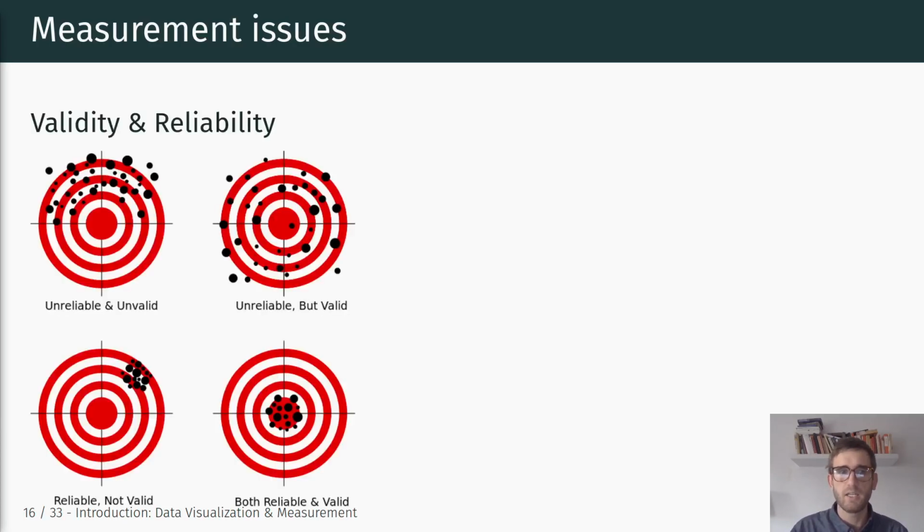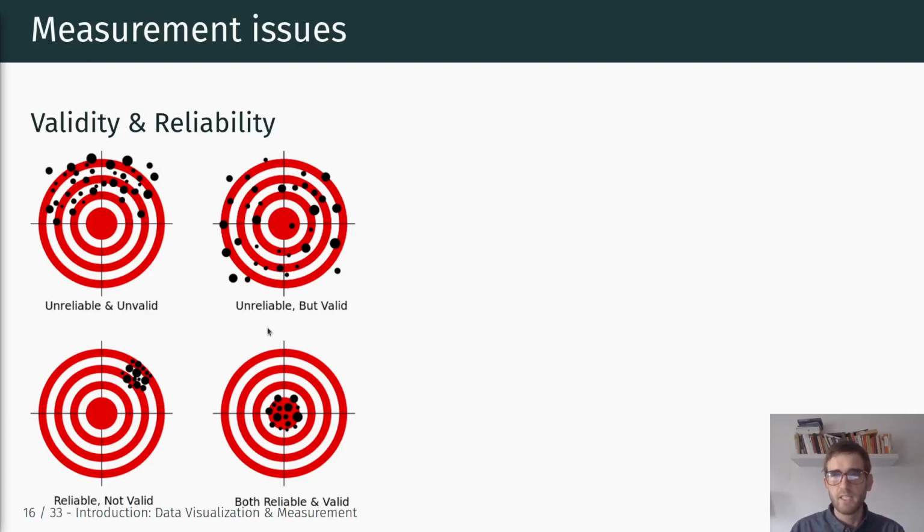Okay, the first broad category of issues related to measurements is validity and reliability. What we mean by validity and reliability is that a measure is valid to the degree that it represents what you're trying to measure, right? Giving the right answer on average across a wide range of plausible scenarios, right? So that's like measuring what you intend to measure.